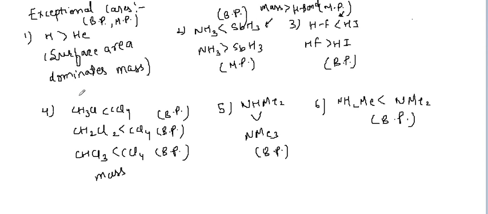Again here the force of attraction could be induced dipole induced dipole, but here it is London force of attraction, so mass dominates over them. That's the boiling point order. Again here the boiling point of NHMe2 is greater than NMe3; here the mass doesn't matter. Again HNMe2 is greater than NH2Me, here boiling point is greater, so the hydrogen bonding loses here. So those are some exceptional cases.